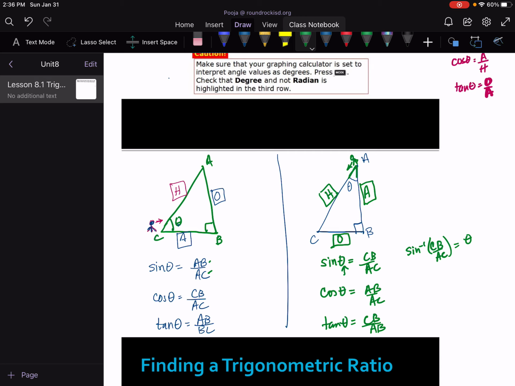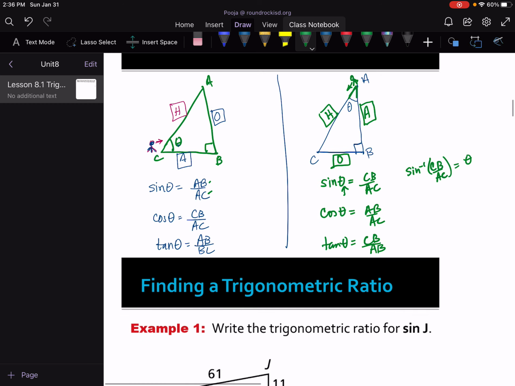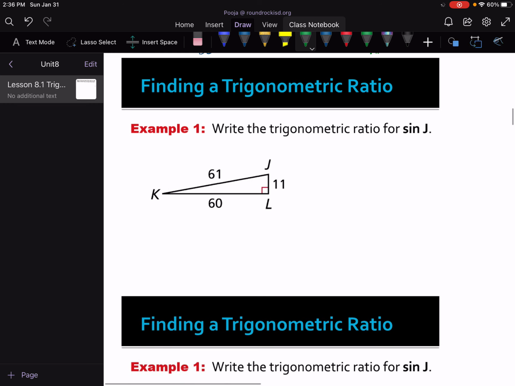Something over something. Okay. So based off of what we just went over, let's try this example. Very simple. It says write the trig ratio for sine. So it's only asking for sine. That's number one. And number two, sine of j, which automatically tells me my reference point. They're referring to angle j. I can call that theta if that makes you feel better. So sine of j is the same as sine of theta because it's referring to the same angle. And I remember that sine is opposite over hypotenuse.